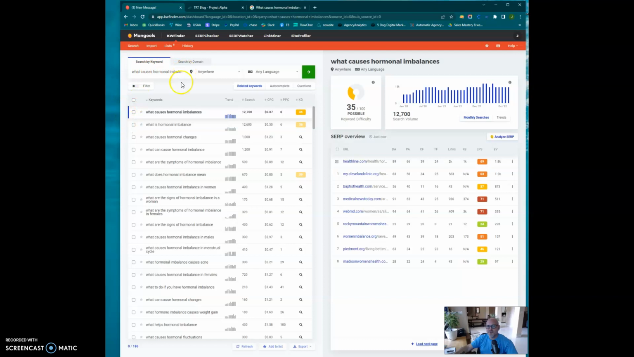Here's a long tail keyword. A keyword would be like testosterone. It's going to have super high search volume, but it's also going to be highly competitive. So two things I'm looking at here in Mangles is our keyword phrase, the search volume, which is the monthly search volume, and the keyword difficulty for that particular word. So in this particular instance, what causes hormone imbalance? That's 4 different words strung together in a sentence. That's a long tail keyword.